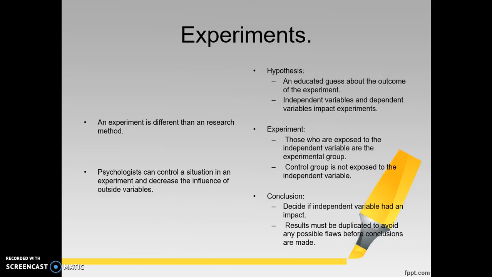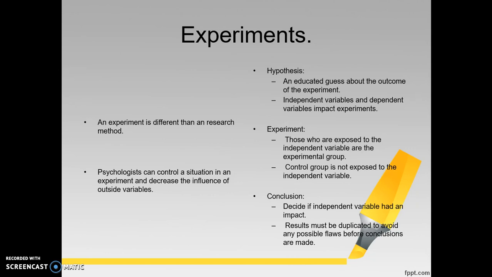So in experiments, we have a hypothesis, an educated guess about the outcome of the experiment. We have independent variables and dependent variables which impact experiments. Maybe I give you this test, and I tell you this test will help you get a job, and I give the same test to another person. I say it won't help them get a job. How does that interact with people? That's an experiment. Does one person do better than another?